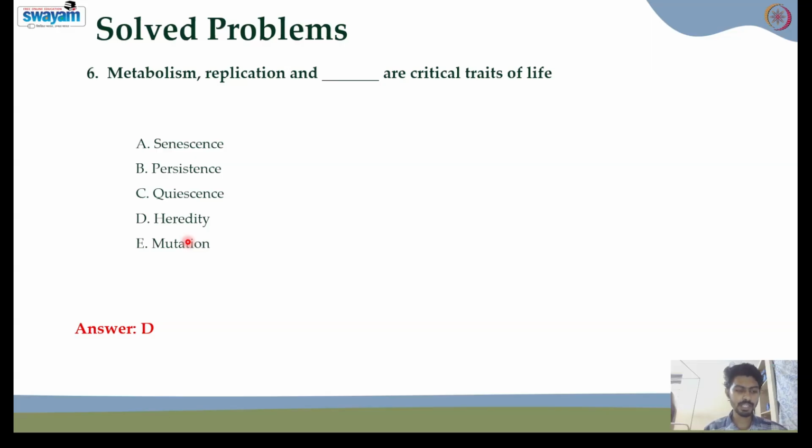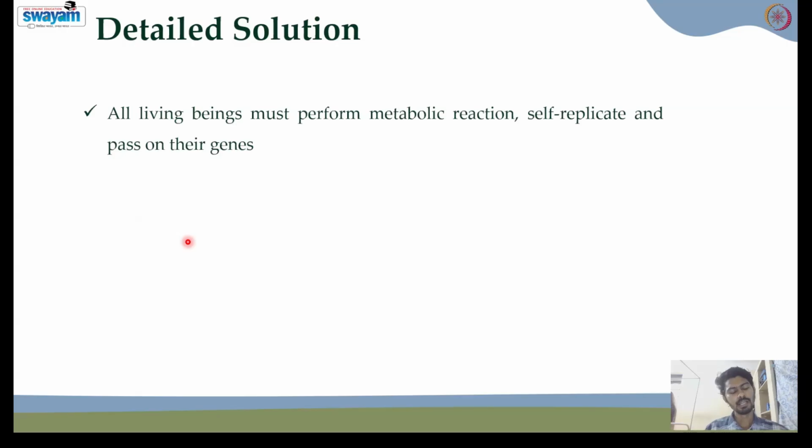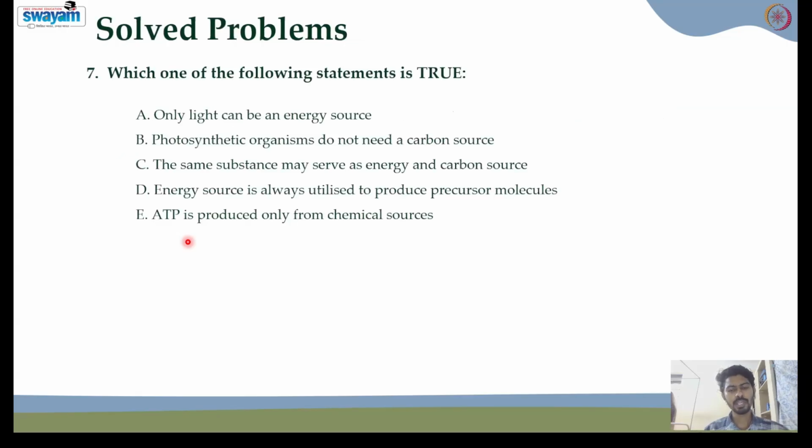So, we will move on to the next question. Next question is, which one of the following statements is true? Option A, only light can be used as an energy source. Option B, photosynthetic organisms do not need a carbon source. Option C, the same substance may serve as an energy and carbon source. Option D, energy source is always utilized to produce precursor molecules. Option E, ATP is produced only from the chemical source. So among these statements, which is true?